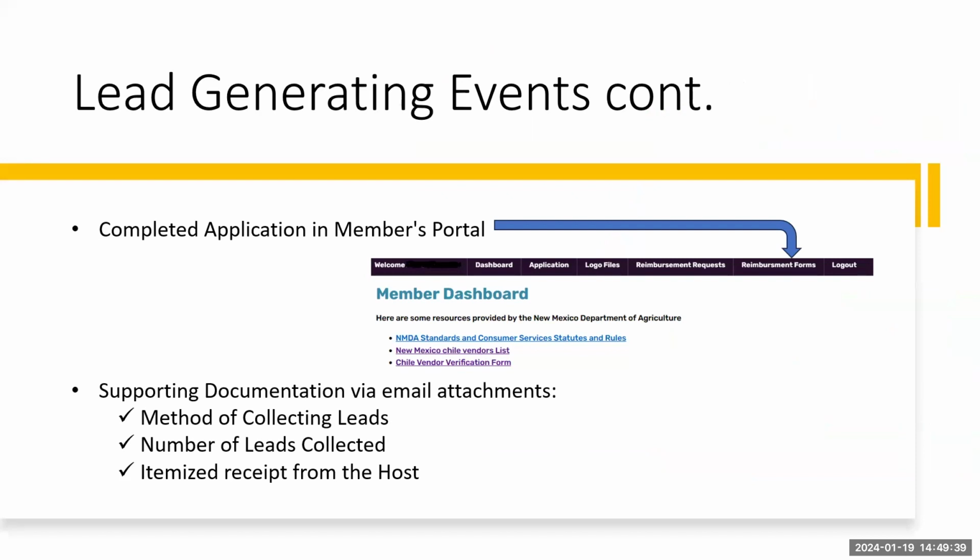Now let's talk about how to apply. First, we'll need a completed reimbursement application in your members portal. Next, we'll need the method and number of leads collected and the itemized receipt from the host of your lead generating event via email attachments.